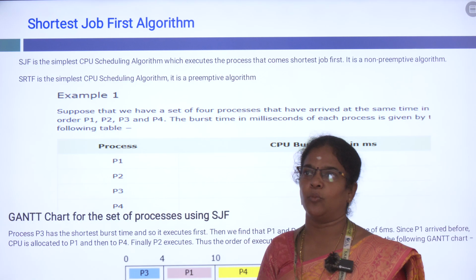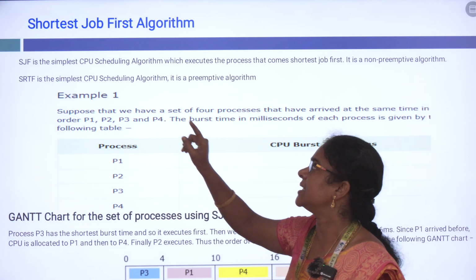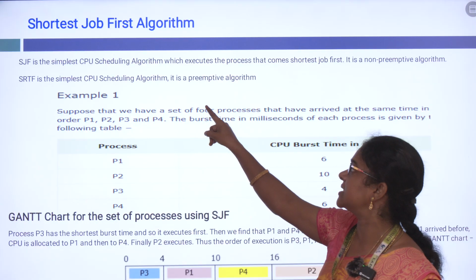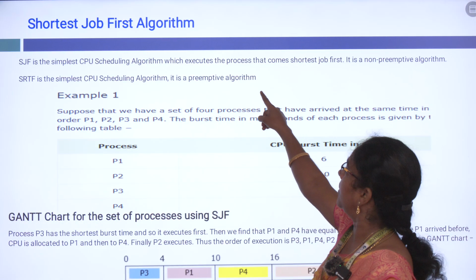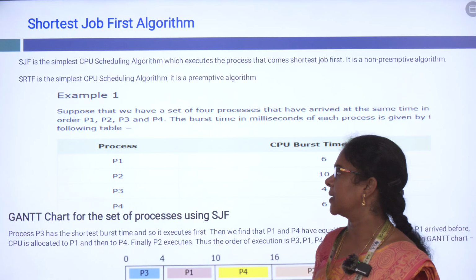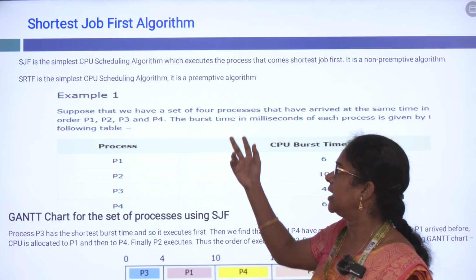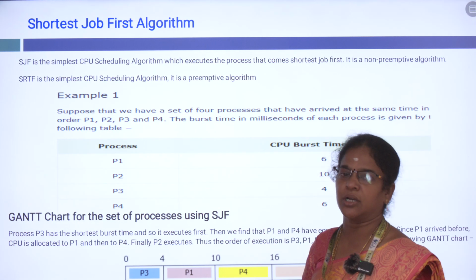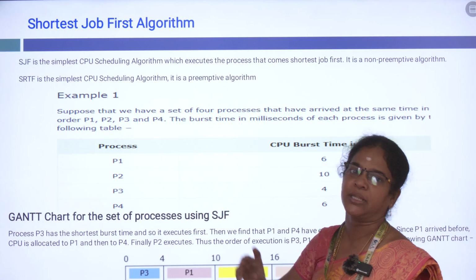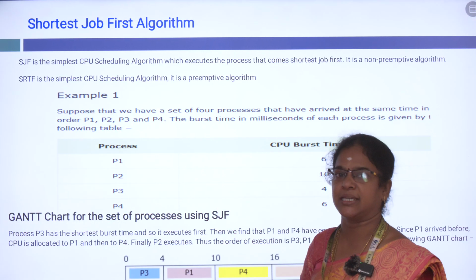So both are the same, only preemptive and non-preemptive are different. SJF, shortest job first, is a non-preemptive algorithm. SRTF is the preemptive algorithm. Suppose the process and burst time are given. Find out the preemptive shortest job first, meaning you find out the SRTF. If it's non-preemptive, you find out the SJF.